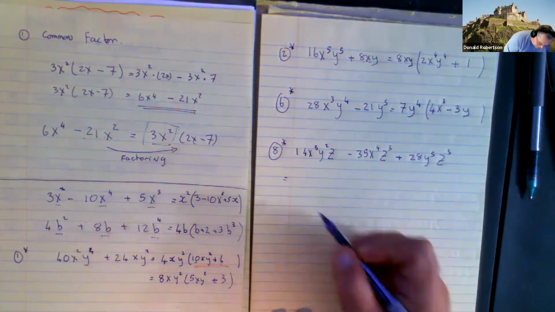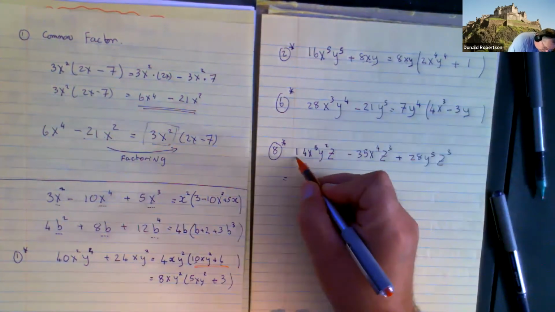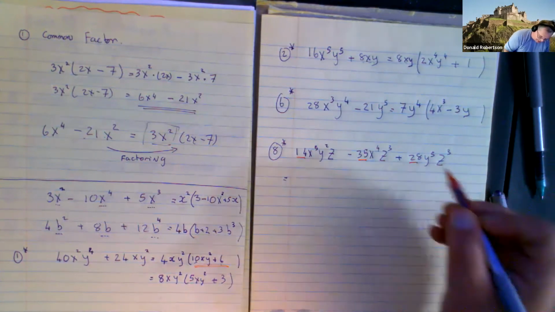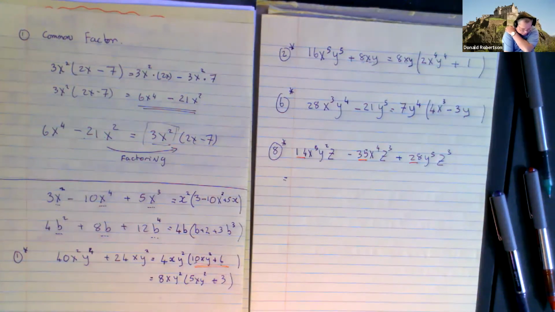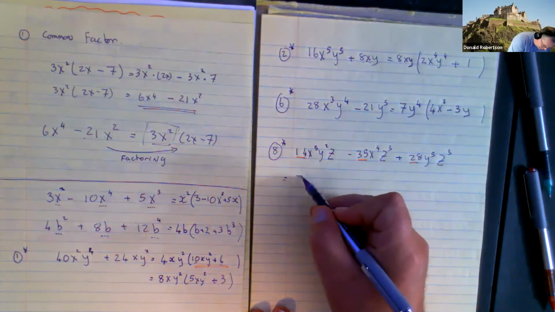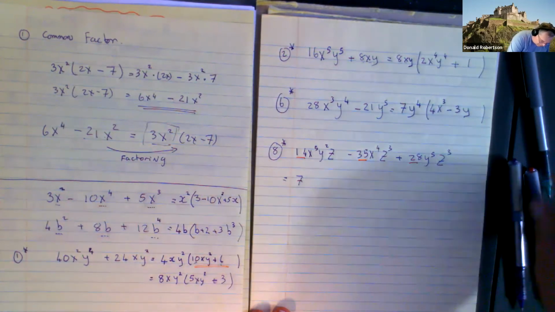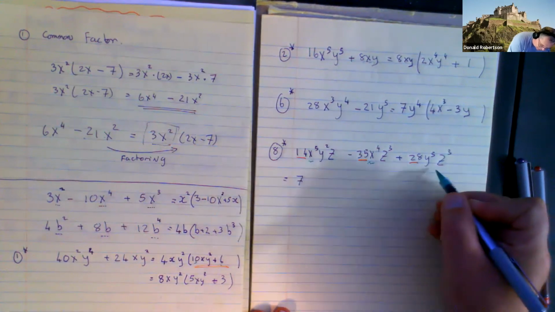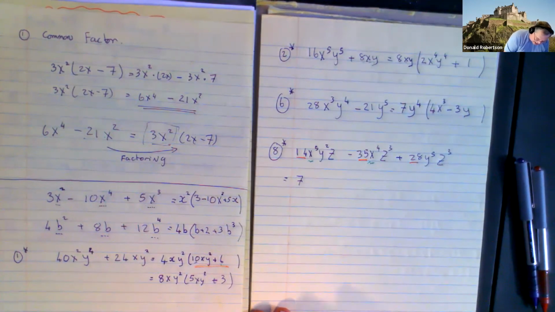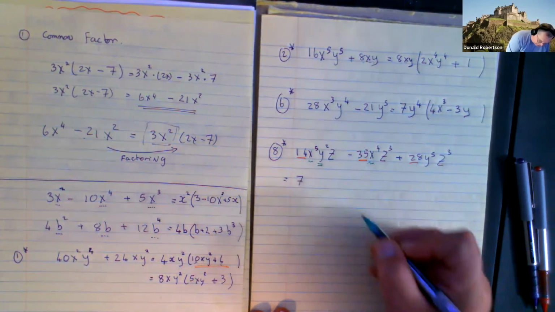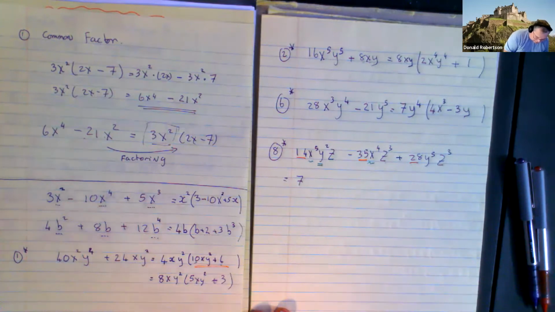Okay, let's take it one stage at a time. I have 14, I have 35, and I have 28. If I go through all the combinations that divide 14, the only one that works with all of them is 7. I'm going to look at the powers of x. There's a 5 here, there's a 4 here, but there's none there. That means x is not going to be any good to us. There's a y squared, but there's no y squared there, so y's don't matter.